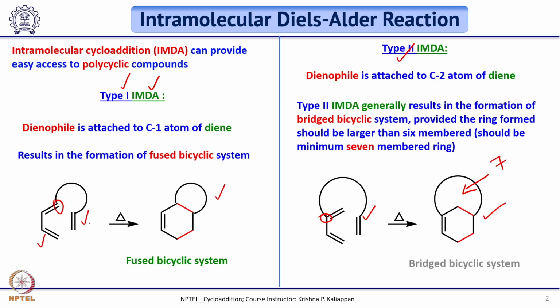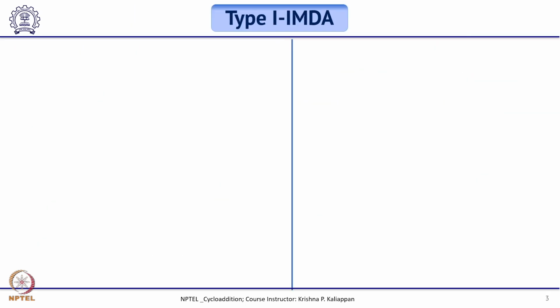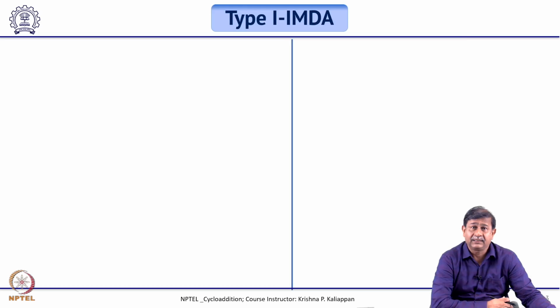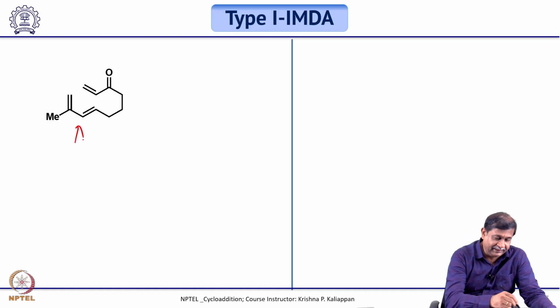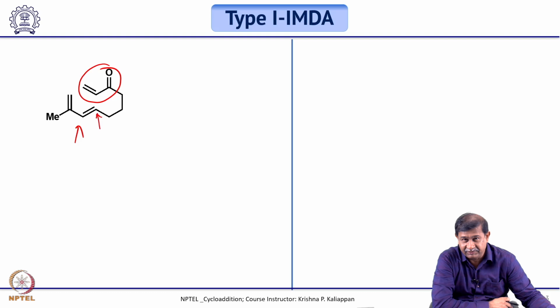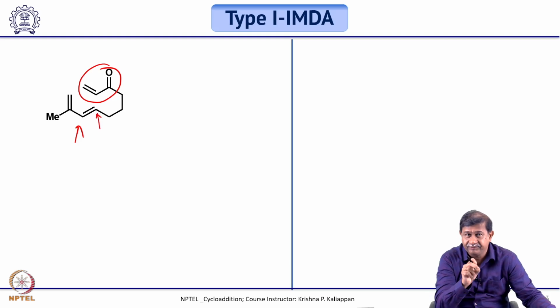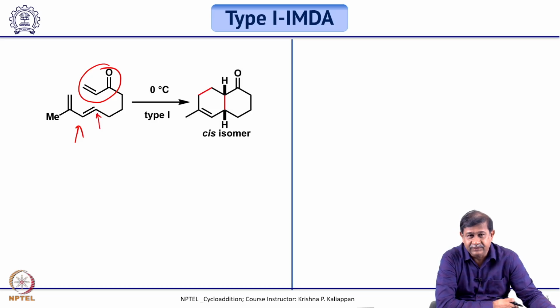With this basic introduction, now we will move to select examples of type 1 intramolecular Diels-Alder reactions today. There are many examples, we will go one by one. So, look at this example. You have a diene and the dienophile is an alpha beta unsaturated ketone, and that is connected to the terminal carbon. It could be connected to either the terminal carbon or the internal carbon. If it is connected to the terminal carbon, then it is type 1 IMDA. So, this gives the cis-decalin system.